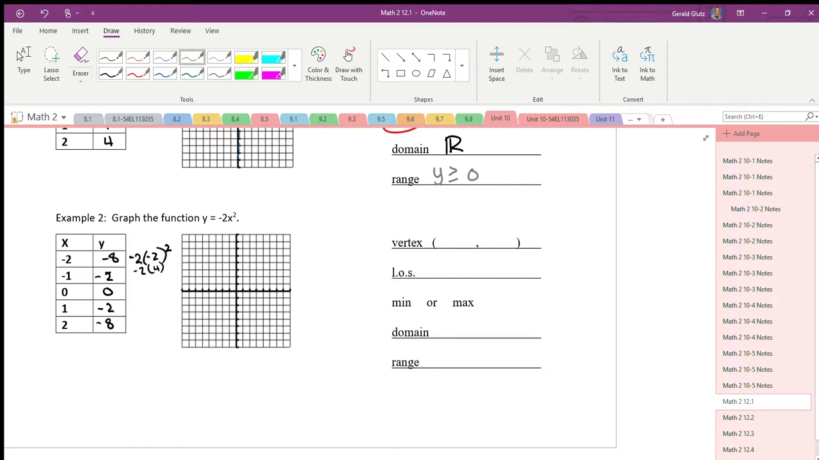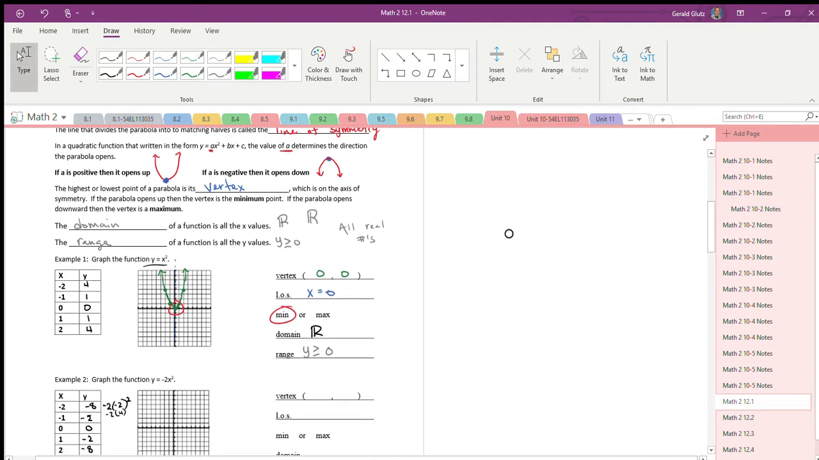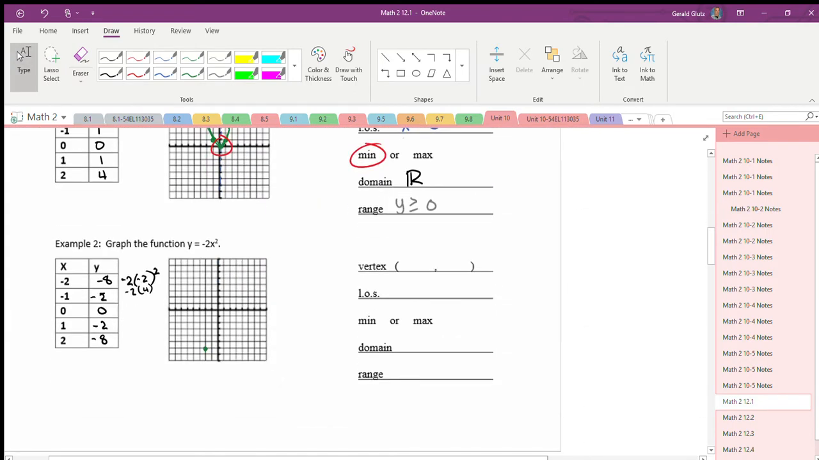So now I'm going to graph these 5 points. So -2, -8. I got left 2, down 8. 1, 2, 3, 4, 5, 6. Oops, I did not go far enough. 1, 2, 3, 4, 5, 6, 7, 8. Then -1, -2, left 1, down 2, 0, 0. Right 1, down 2, and then right 2, down 8. So we got our little U shape.